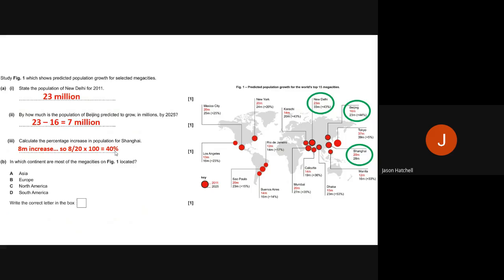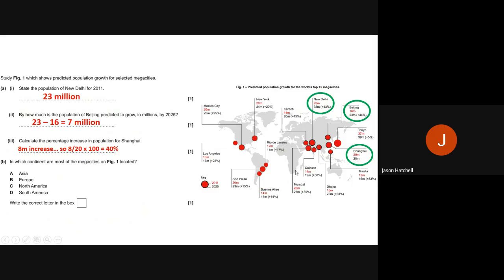So what we do is we take that 8 million increase, divide it into 20 million, and multiply it by 100, and you will find that the total population increase, if we add 8 million to 20 in percentage, is 40%. Now again, you don't have to show any of the working out. The answer you have to give is 40%. So you just calculate that on your calculator based on the figures that the map gave you, and then you write the answer down.